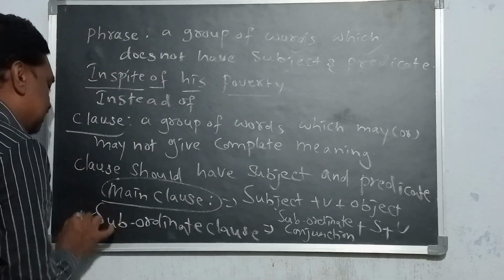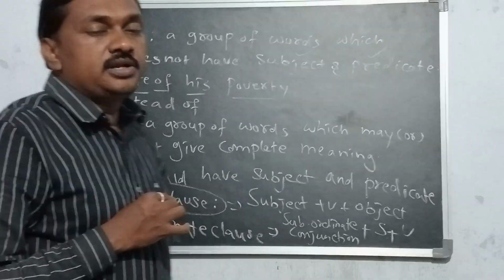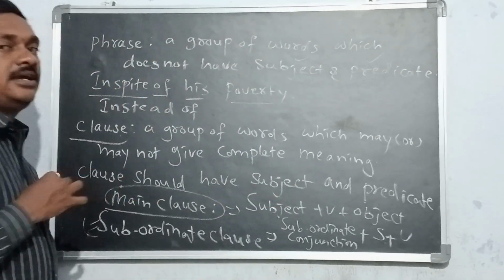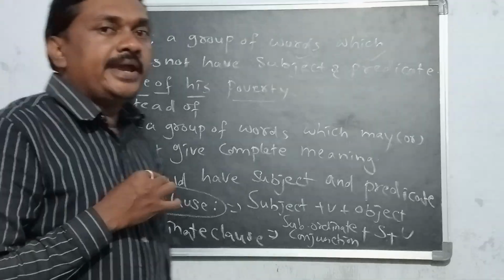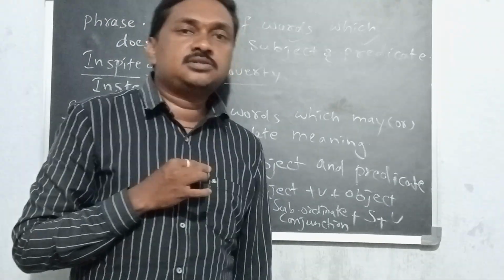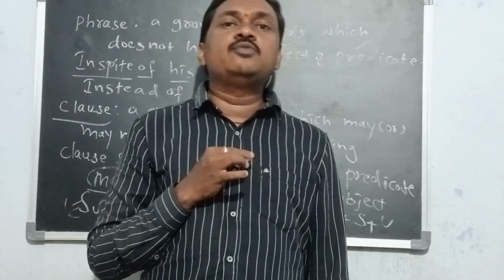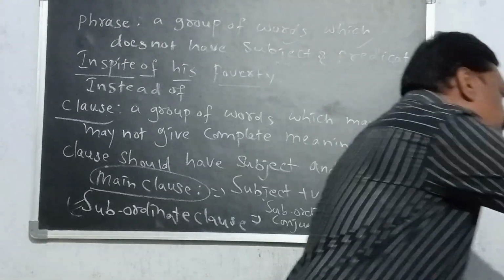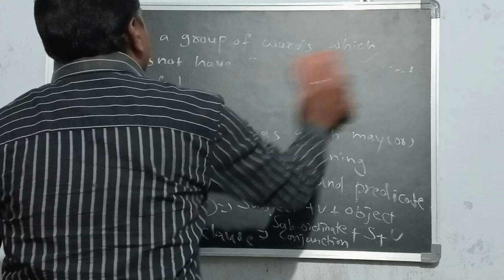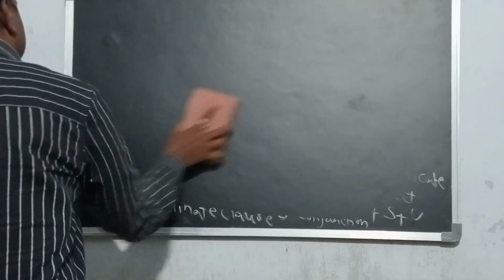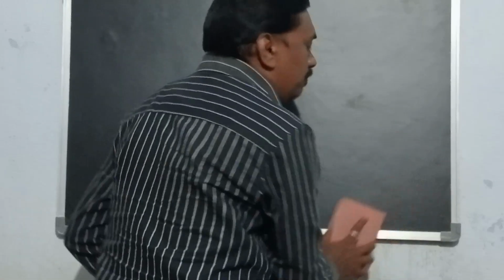So subordinate clause is dependent clause. Subordinate clause is known as dependent clause. Main clause is independent clause. Okay, main clause and subordinate clause. Then what is a clause and what is a phrase? These are the important topics we should know before going to learn simple, compound and complex sentences.